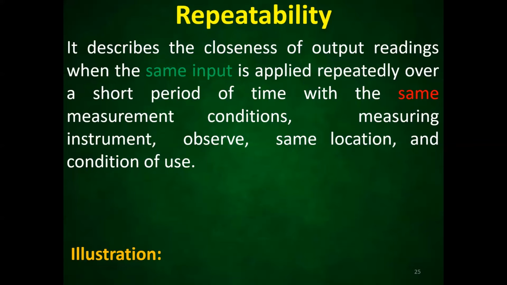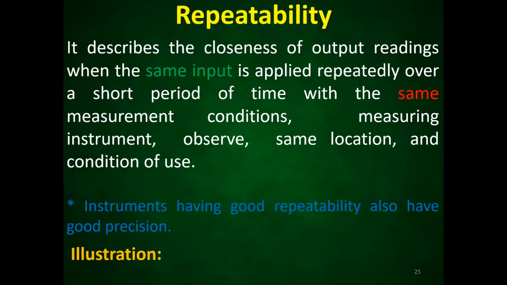So that means it repeats itself if the input conditions are the same. There are no such fluctuations in the output reading, then we call it repeatability of that particular instrument, for the same input. So can we say that instruments having good repeatability also have good precision? Yes, of course. This repeatability implies good precision. It will repeat the same value, so that's why the precision is very high.